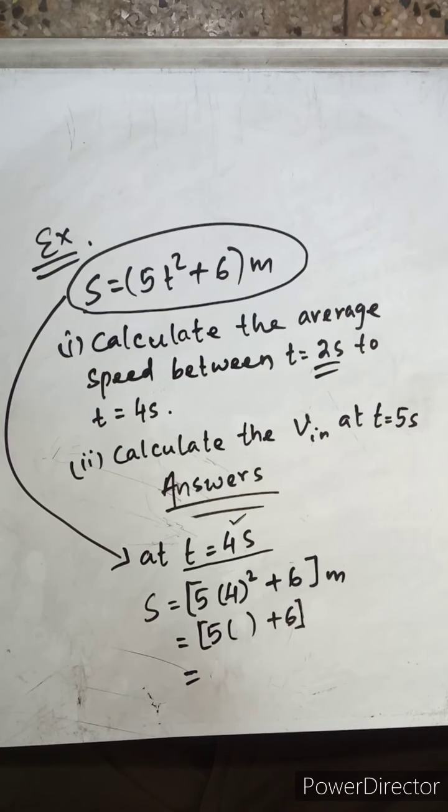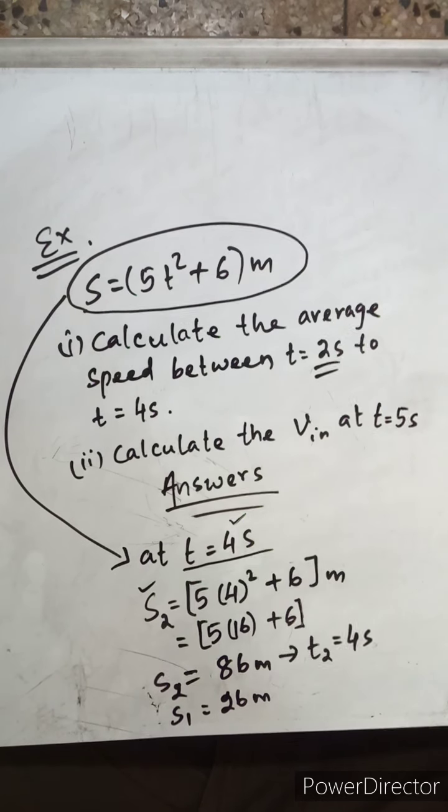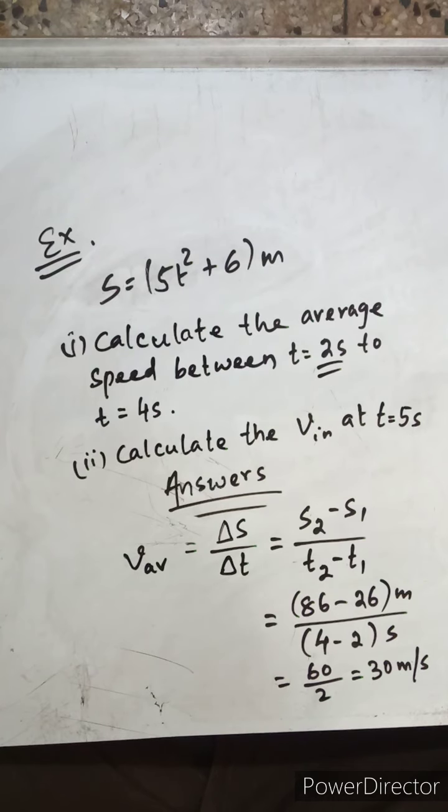Now I take this as s2, the second position, and the first position as s1, which is equal to 26 meters that we had obtained. So s2 at time t2 is 4 seconds, and s1 at time t1 is 2 seconds. So v average is equal to delta s by delta t, which is s2 minus s1, the change in position, by t2 minus t1, the change in time. That is 86 minus 26 by 4 minus 2, that is 60 by 2, which is equal to 30 meters per second, as per the equation that has been given. So this is the average speed that we have obtained.